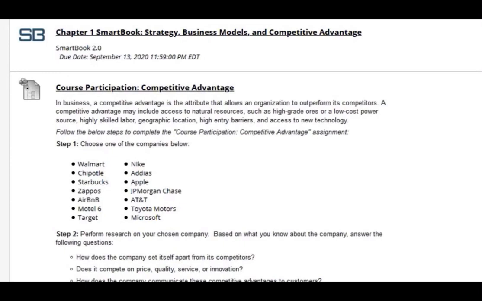Next, we have the Chapter 1 Smart Book. Now, this is very similar to Learn Smart, just a little bit more advanced. So if you're used to using Learn Smart in the past, exact same concept, read the chapter, answer questions, and so on and so forth.